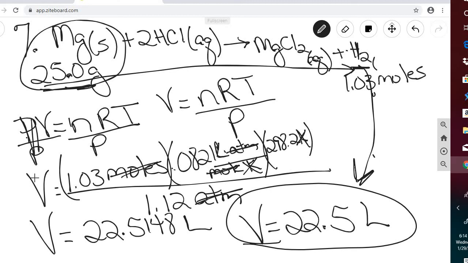Okay, so all we started with knowing was we started with the number of grams of magnesium. We were told what temperature and pressure we were working with, and then we used stoichiometry and the ideal gas law to determine the volume of hydrogen that was produced.